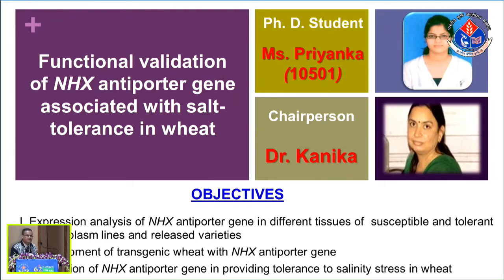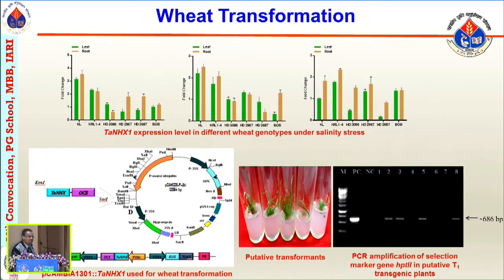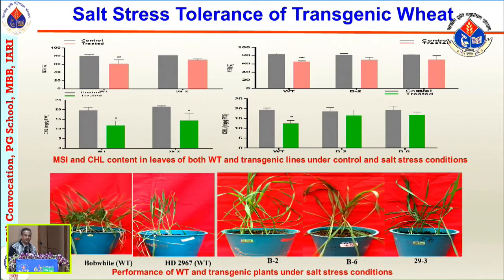Ms. Priyanka cloned and functionally validated a gene called the NHX antiporter gene from a local wheat landrace, Kharchia local, and validated the function of this gene in a transgenic wheat background under the guidance of Dr. Monika. The gene was found very highly induced under salt stress conditions in Kharchia local, so she cloned that gene in the plant transformation vector and used that expression vector cassette in transformation of elite wheat cultivars. The putative transformants were screened for transgene integration, and then these were evaluated under salt stress condition.